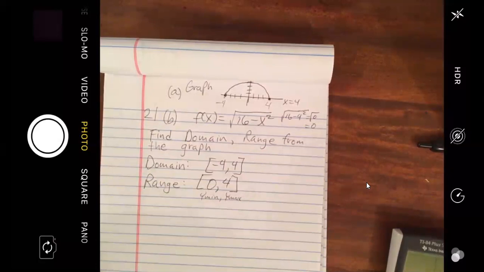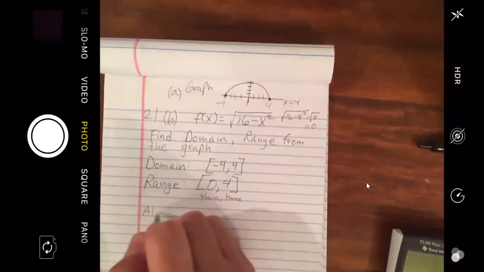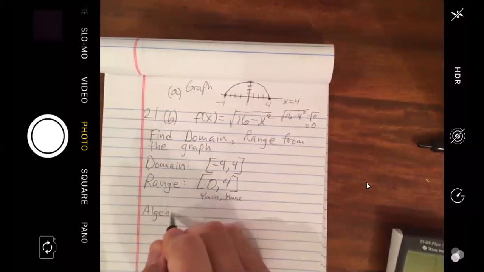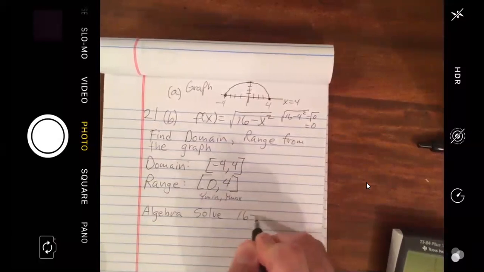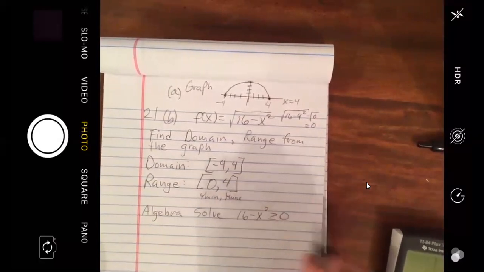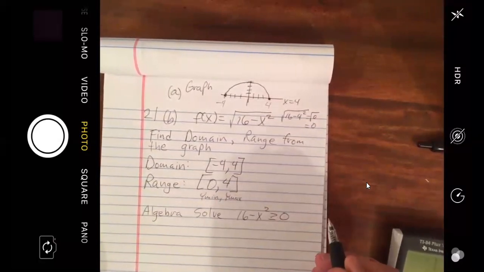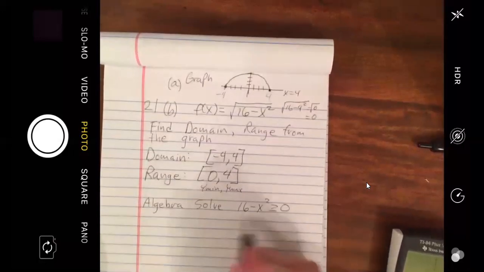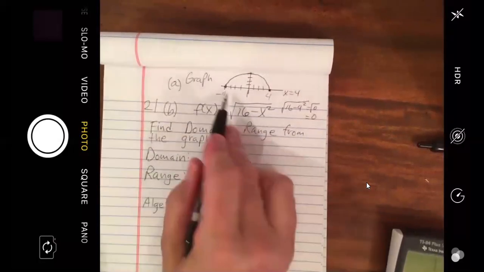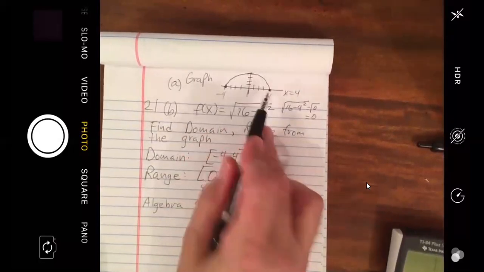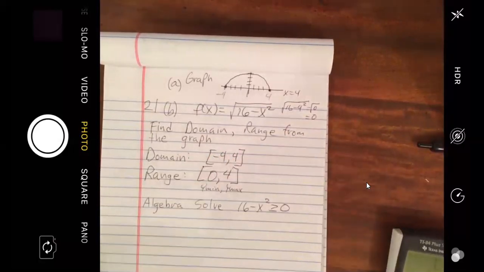I can show you the algebra on it. The algebra, you'd have to solve 16 minus x squared greater than or equal to 0. You'd factor this, set up the number line, test each interval, and you'd find the interval between minus 4 and 4 only works. The other intervals do not. Any interest in seeing all that gibberish?